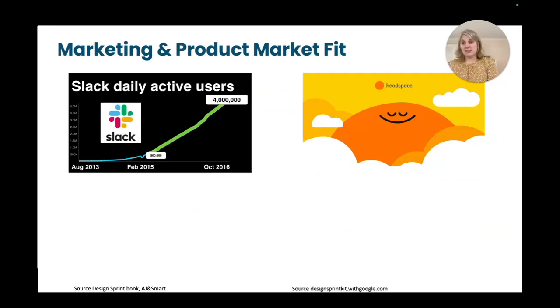Other use cases are the use cases for Slack and Headspace. Both of them actually have used it not to develop new products and services, but to identify product market fit and come up with strategies for their marketing.